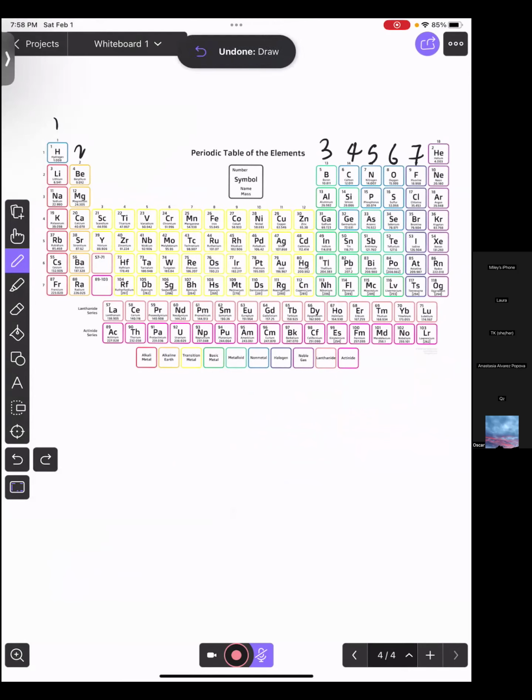So you don't need to memorize it. You just need to have access to a periodic table. And if you're taking a course, typically the professor will give you a periodic table, or there will be one in the classroom. Okay, so let's do a few more.